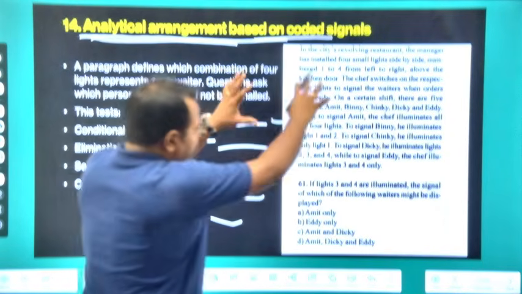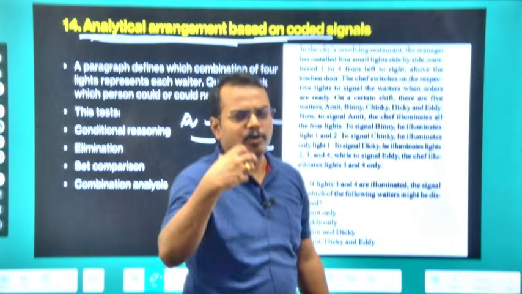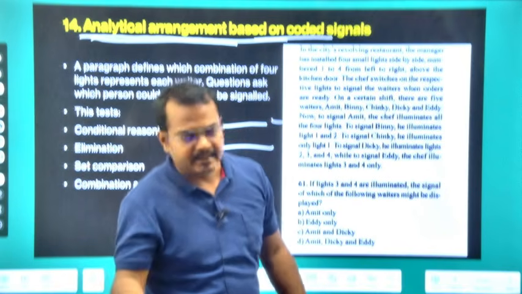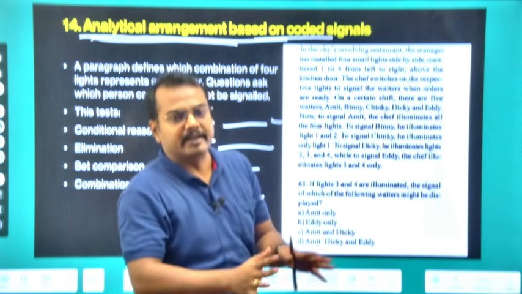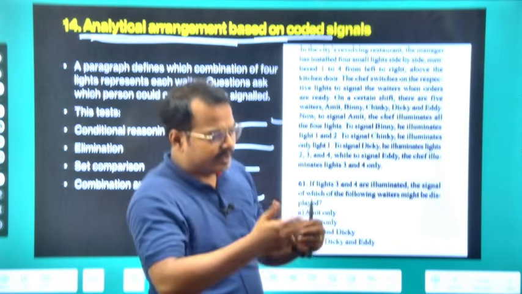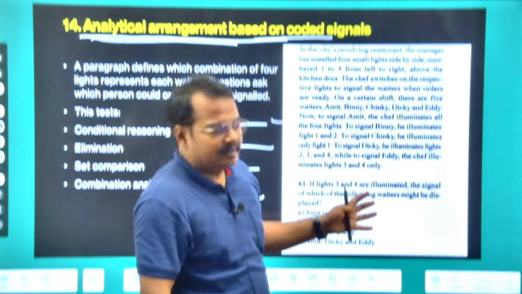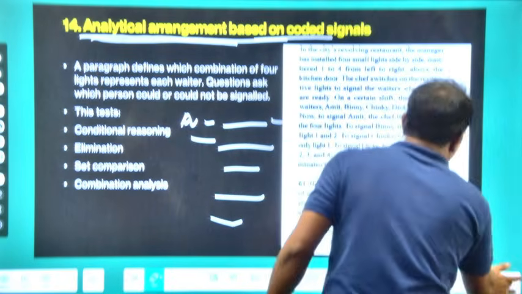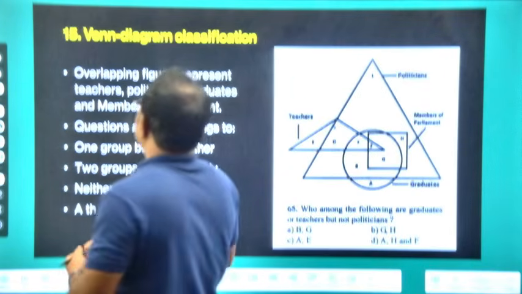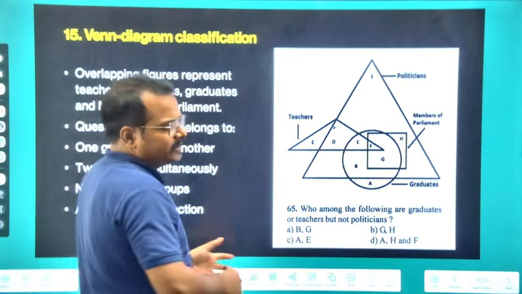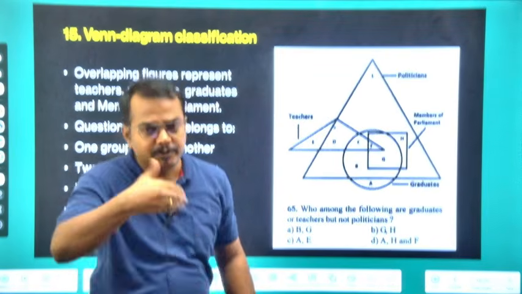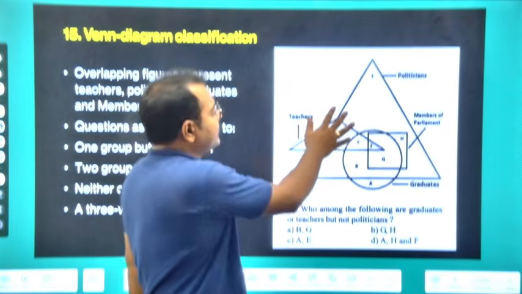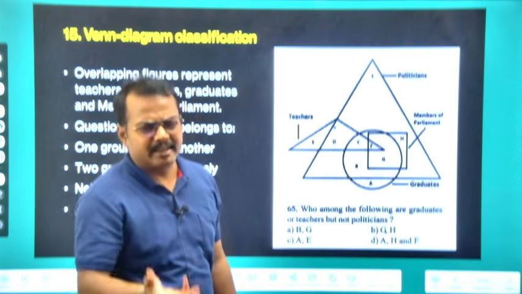Anyway, this is called analytical arrangement based coded signals. So there is an analytical arrangement in which there is coding provided to different entities. In this case there are waiters which are coded, and they are coded through light signals. Now you can see another type of question, which is not like a syllogism question. In syllogism you have to make the Venn diagram, but here they have given a Venn diagram. This is again a very common question.